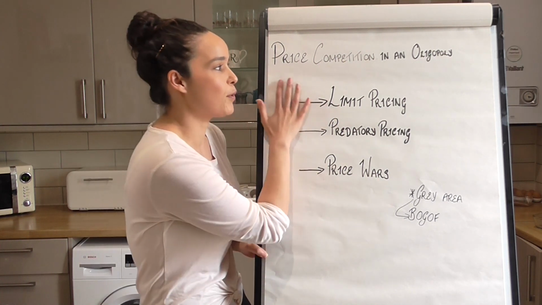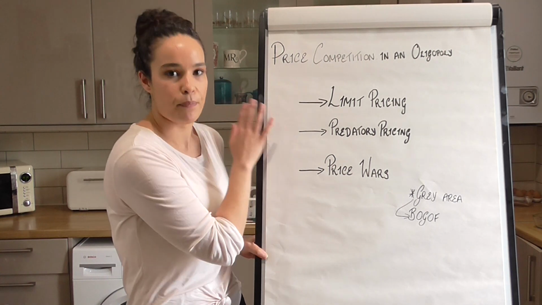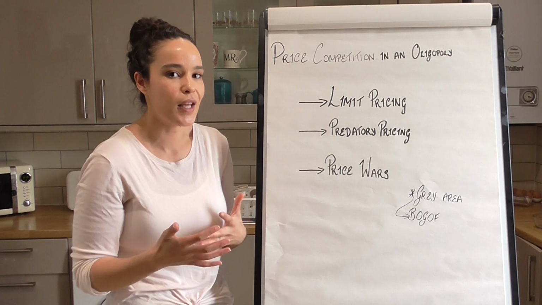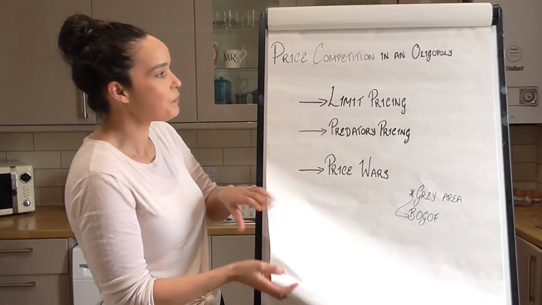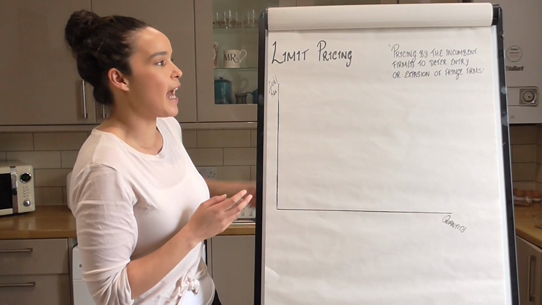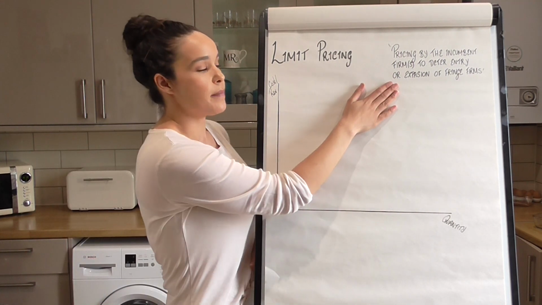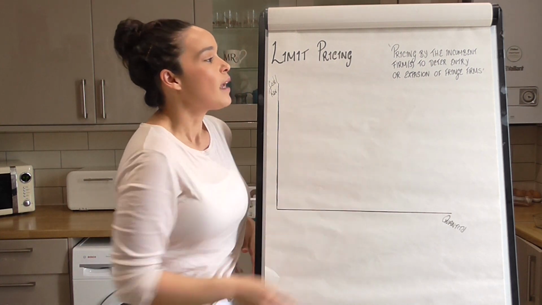But today we're going to have a look at these three. These three are purely price competition, so purely adapting the price, and we're going to have a look at the reasons why and whether they work or they don't work. So the first one we're going to have a look at is limit pricing.